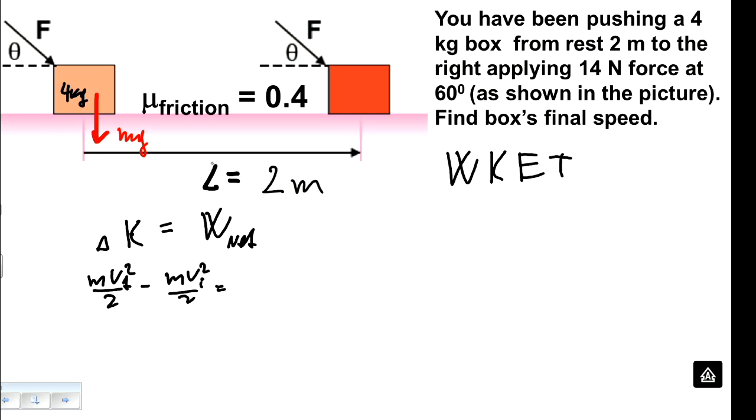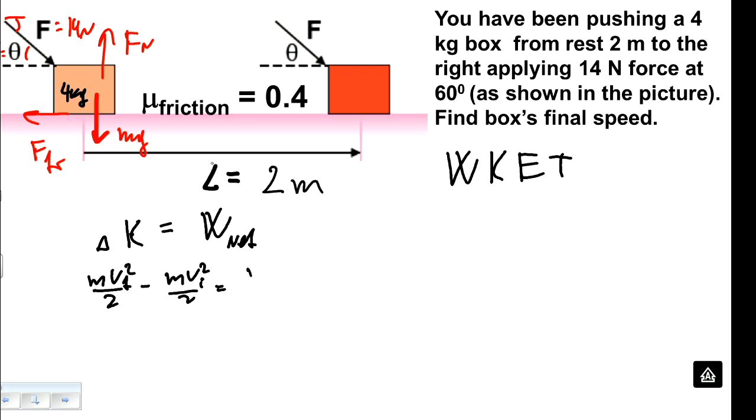mg, we have normal force, frictional force, and the applied force, and the angle, this or that, is 60 degrees.